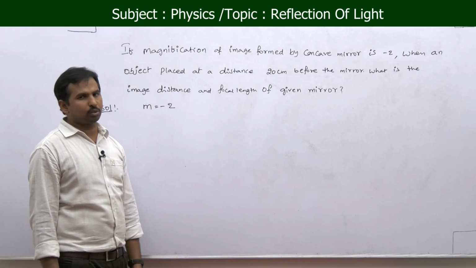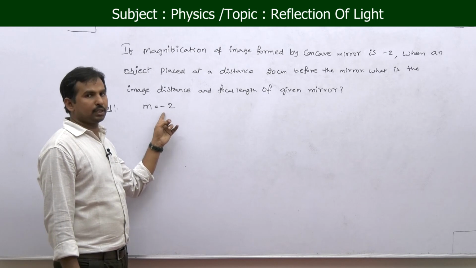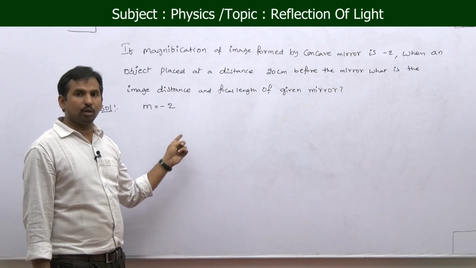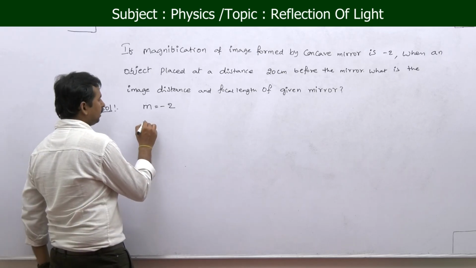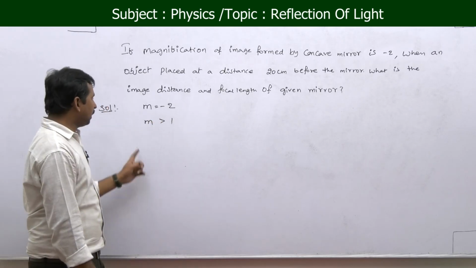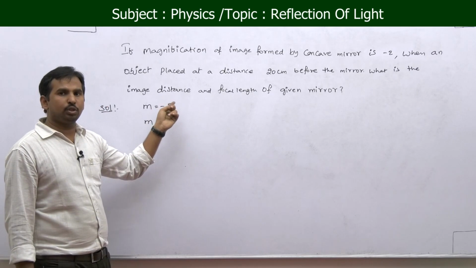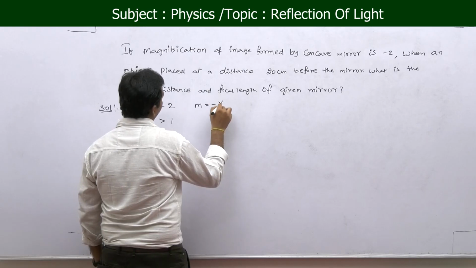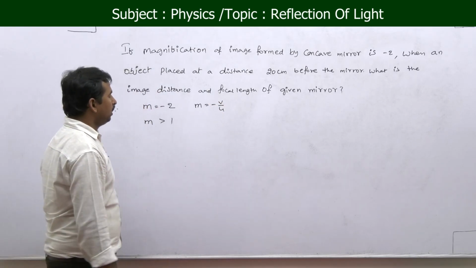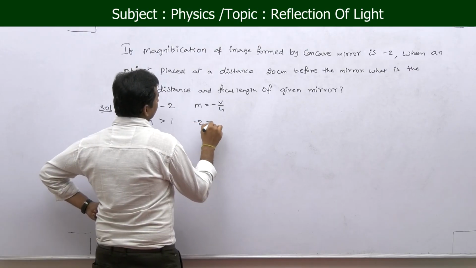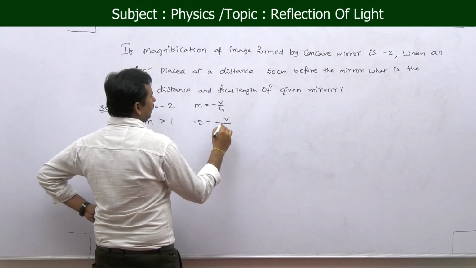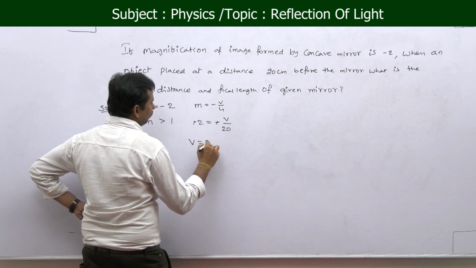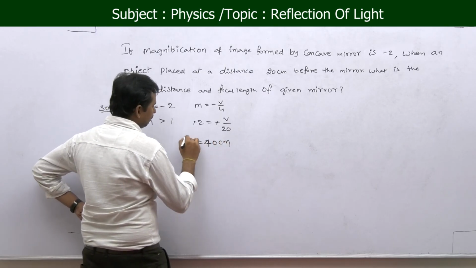If m is equal to minus 2, as I said before, minus represents inverted, and 2 represents a magnified or enlarged image, because the m value is greater than 1. First we have to check that. The m value here is more than 1, which means we are getting an enlarged image. And we know that m is equal to minus v by u. Then if m is equal to minus 2, then minus of v by u, where the u value is already given in the problem, which is 20. Then the minus gets cancelled, and v is equal to 40 centimeters.